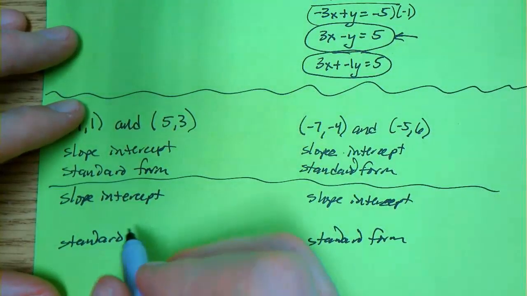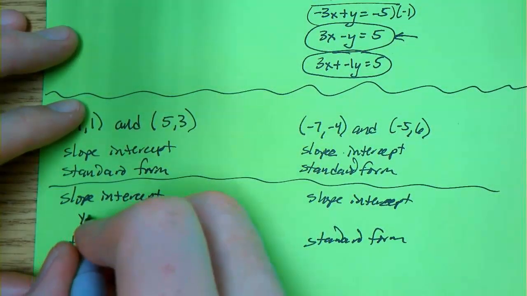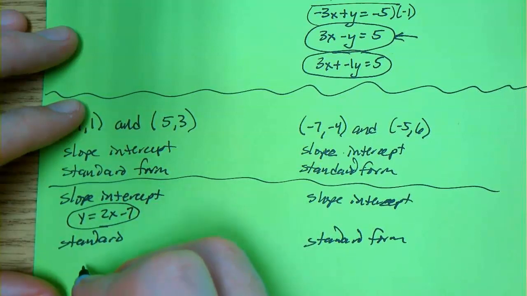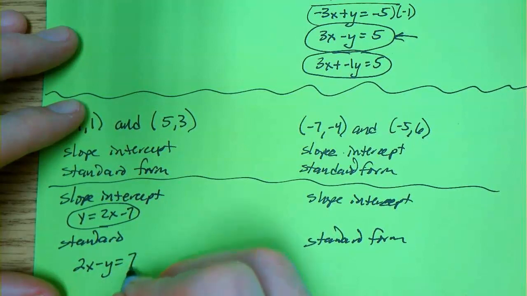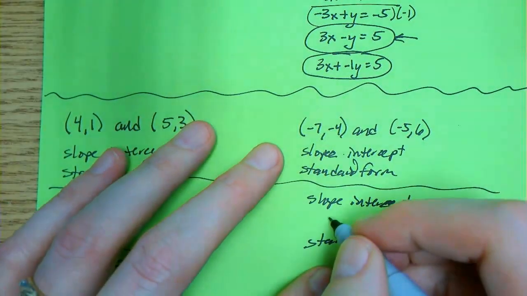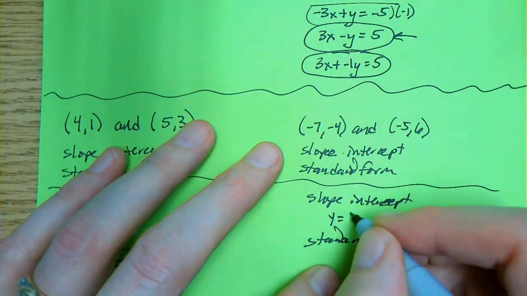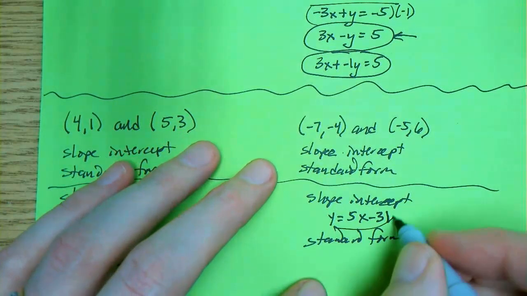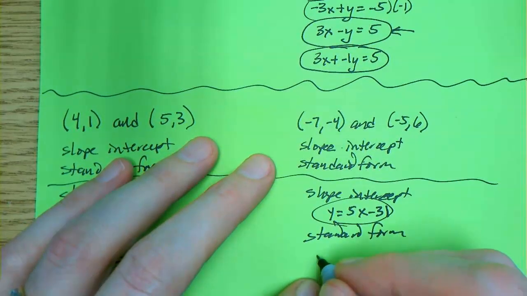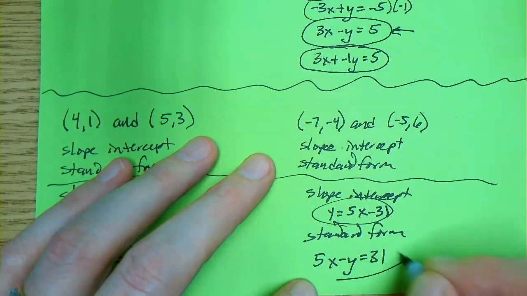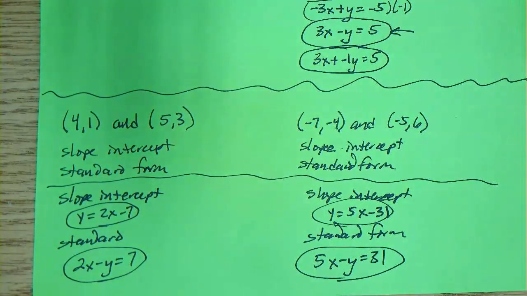All right, so slope-intercept form for this one would be y equals 2x minus 7. There's your answer. And the standard form would be 2x minus y equals 7. That's your answer. For this one, slope-intercept form would be y equals 5x minus 31. That's your slope-intercept form, and the standard form would be 5x minus y equals 31. And that's your final answer for those two.